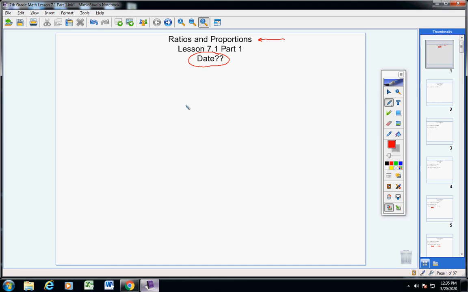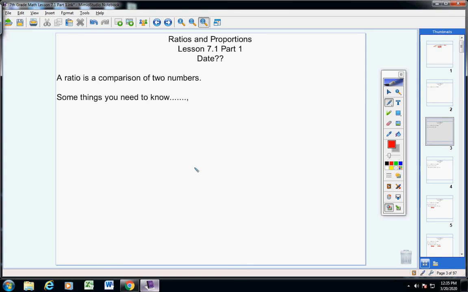So let's start off with the definition. Let's look at, first of all, what a ratio is. A ratio is simply, students, a comparison of two numbers. So you're simply comparing two numbers. With that in mind, there are three things you need to know. Again, I'm going to go pretty fast, so you'll have to pause the video, which is fine.